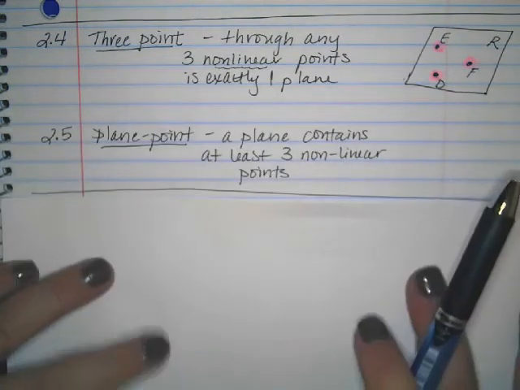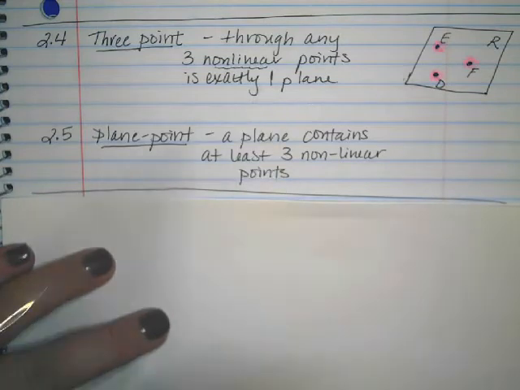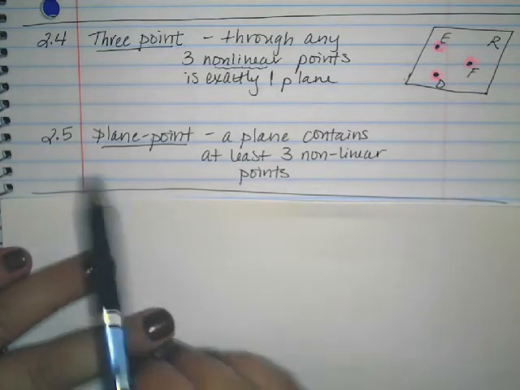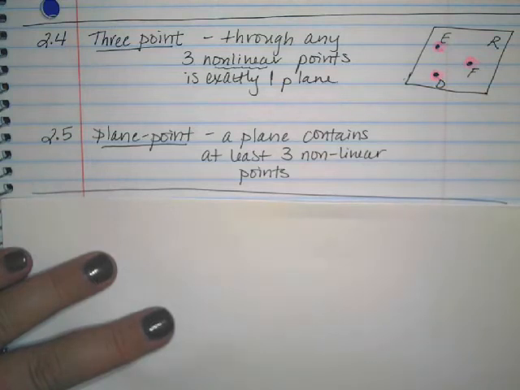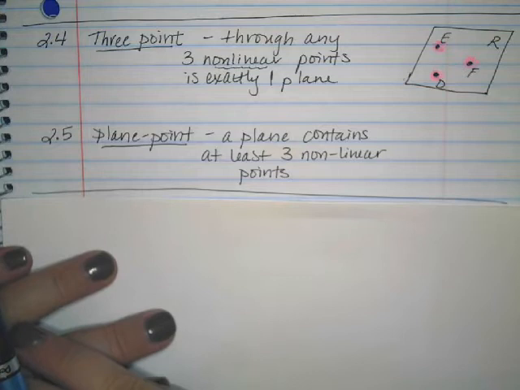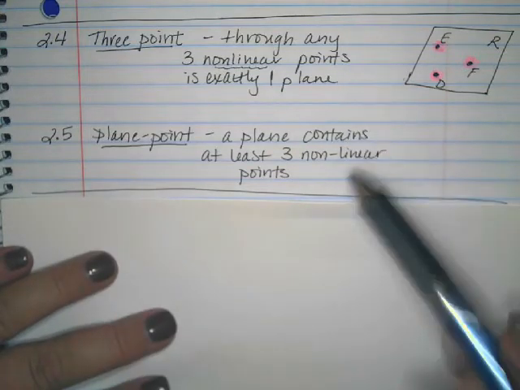And then kind of his brother here, kind of opposite, working in conjunction with it, is 2.5. Postulate 2.5 is the plane point postulate. It says that a plane contains at least 3 nonlinear points. So again, these kind of combine and work together.